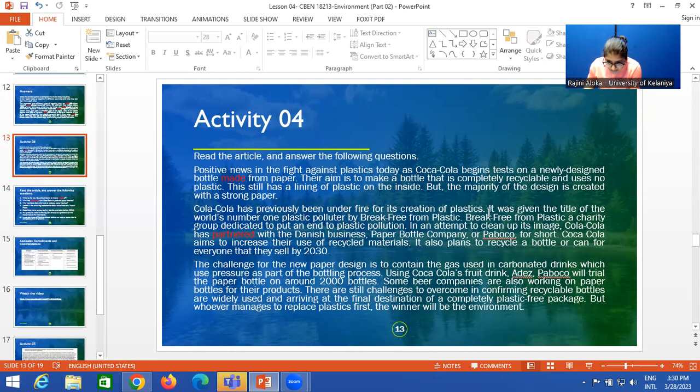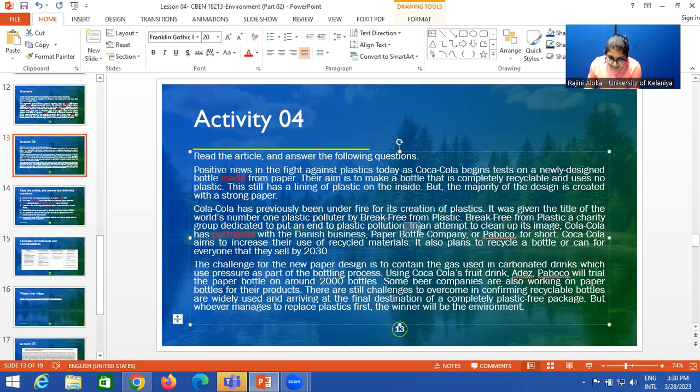So this is kind of the description. The second paragraph has it, right? Coca-Cola has previously been under fire for its creation of plastics. It was given the title of the world's number one plastic polluter by Break Free from Plastic. Break Free from Plastic is a charity group dedicated to... in an attempt to clean up its image. So the reason is to clean up its image.